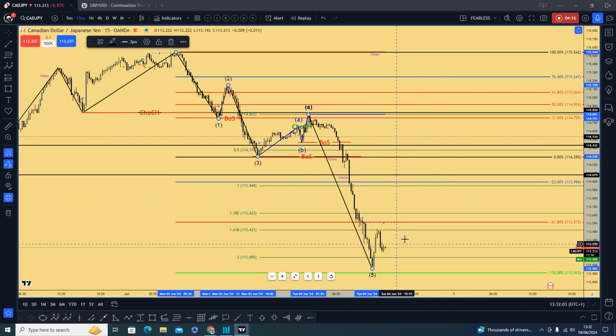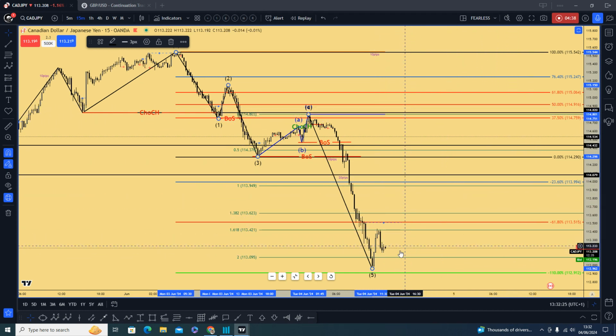We may have a late session reversal. So I'm not going to call out any trade in the Canadian dollar, Japanese yen today, because we may have a prolonged consolidation before eventually breaking to the upside. But we need to see a pullback before a continuation of the trend.